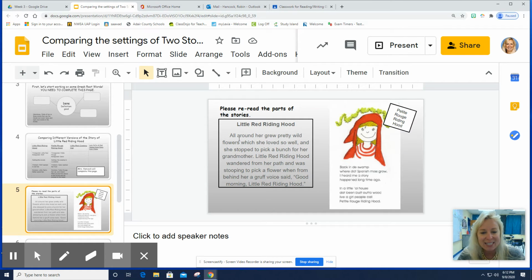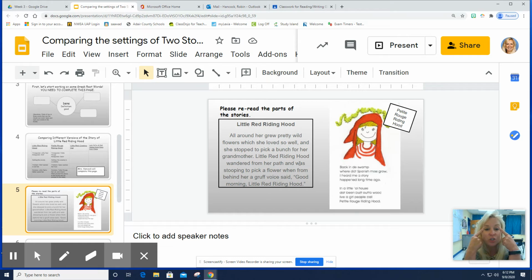So here I see where it talks about pretty wildflowers. It talked about her picking a bunch of wildflowers. It talked about her wandering on a path. So I'm thinking in my mind, and actually I've got posters in the front of my room, the first strategy is visualizing. And visualizing is being able to see it in your mind.